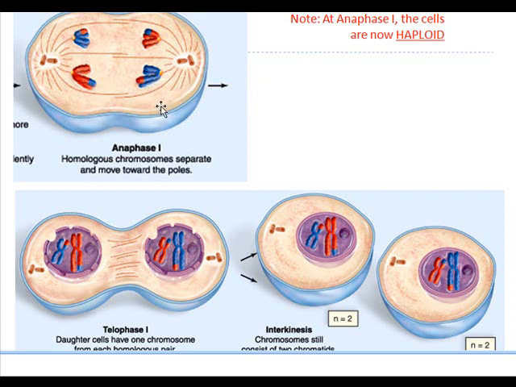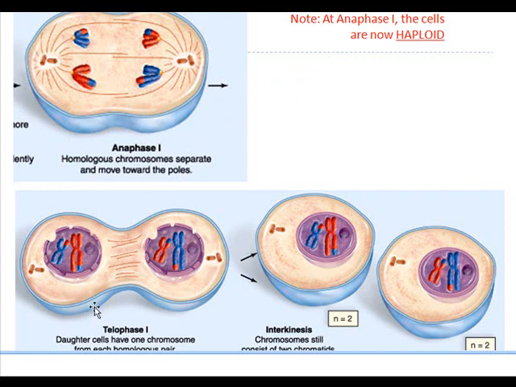Now at anaphase, what's happening is the tetrads are separating. Each end is getting half the chromosomal number. The homologous chromosomes separate and move towards the poles. Very important to note that after anaphase I, the cells are now haploid. It started off with a diploid cell, and now you have half the number of chromosomes.